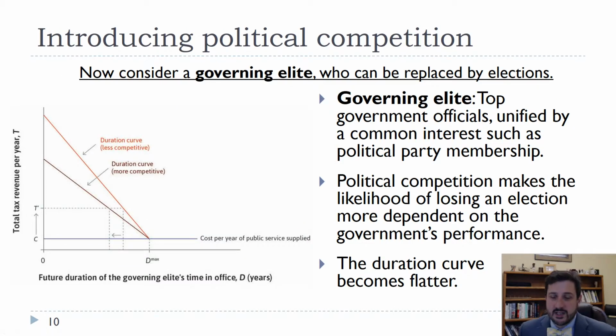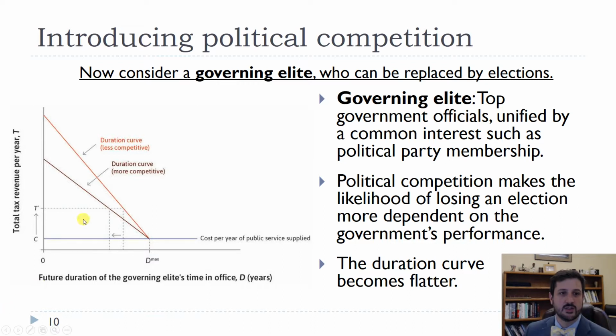Another possibility is that we don't have a single dictator, but instead we have a governing elite. And so the governing elite, the idea is that these are top government officials that are in a political party and have some sort of common interest. But they are subject to political competition. And so political competition means that they have to face some election, and there's a possibility that they will lose the election and get thrown out of power.